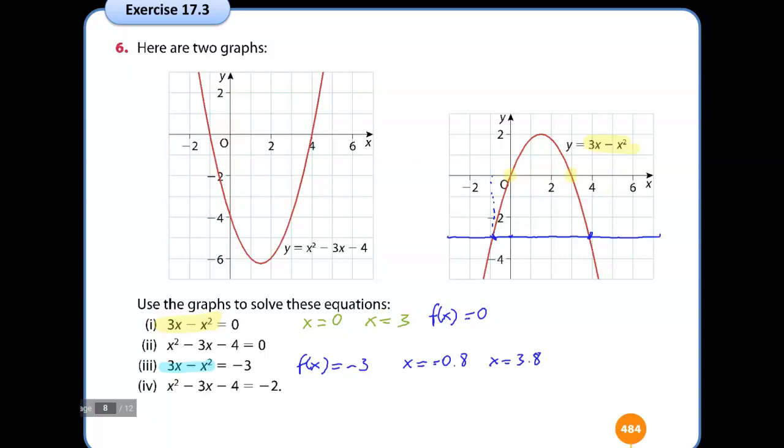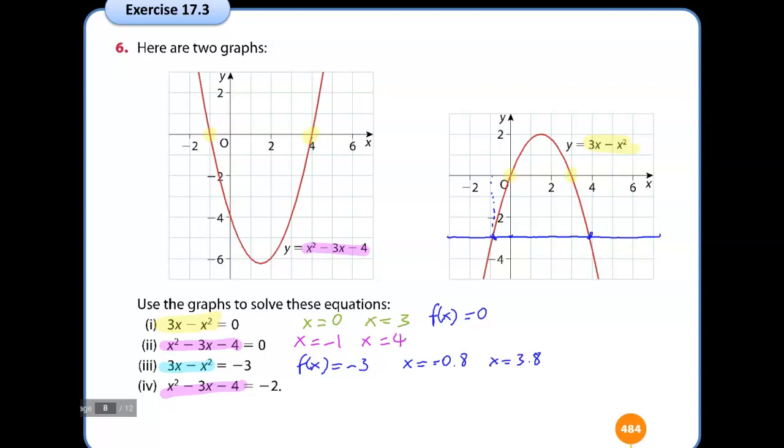The other two questions are about the other graph, x squared minus 3x minus 4. In both these two cases, we're looking at this graph. So when is x squared minus 3x minus 4 equal to naught? That occurs at the intersection with the x-axis. Very quickly, x is minus 1 and x is 4. They're the two intersections. And then the function equal to minus 2.